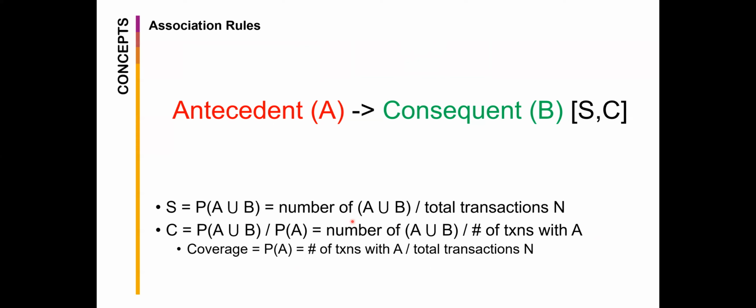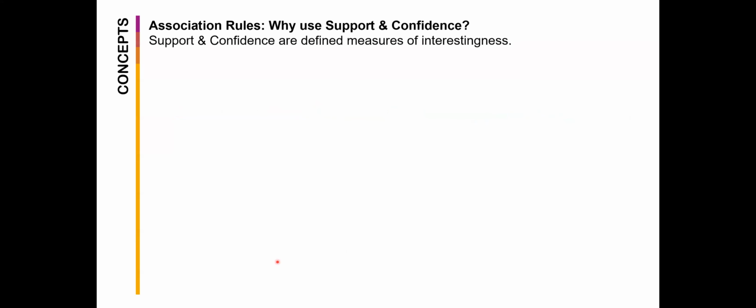If we put it in a formula, support is the number of transactions that have A and B over the total transactions N. For confidence, it's the number of transactions with A and B divided by the number of transactions with A. I'll explain later on. So the denominator will be the number of transactions containing A. Right. So why do we use support and confidence?